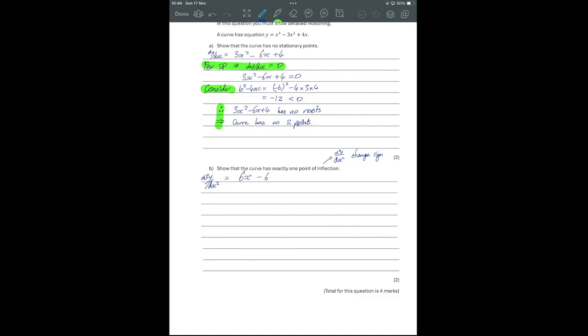So it's going to be 6x minus 6. I was looking at the line up here for that.